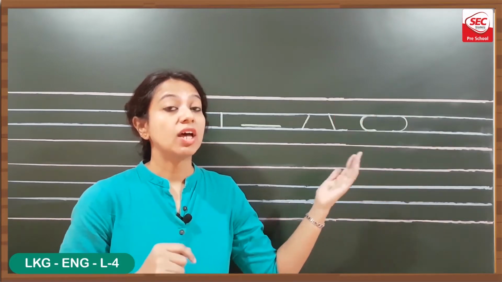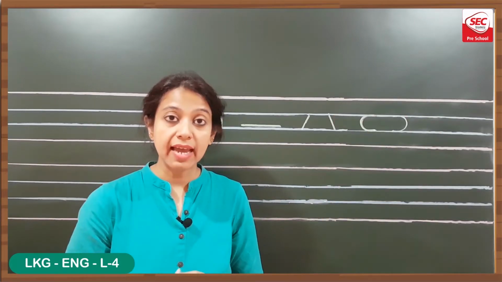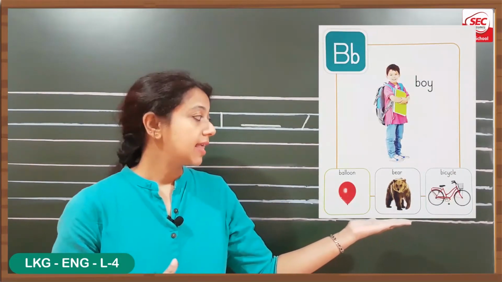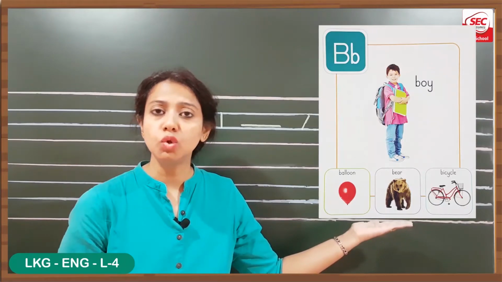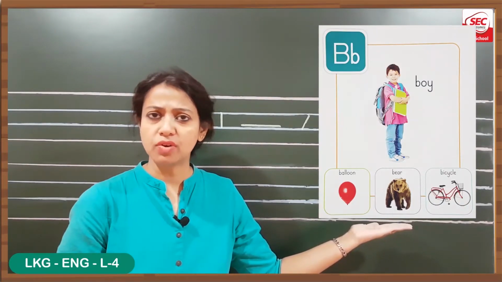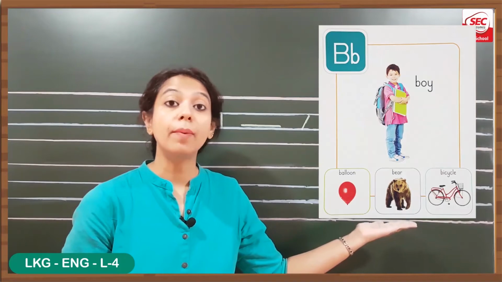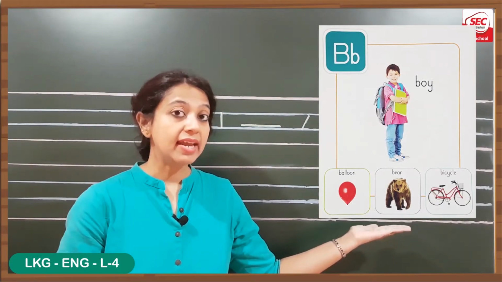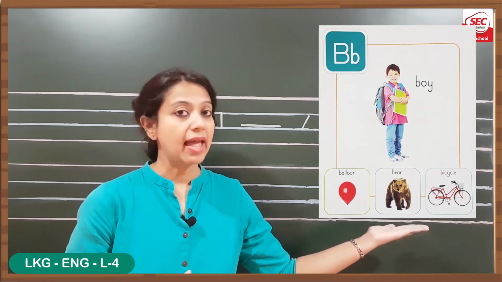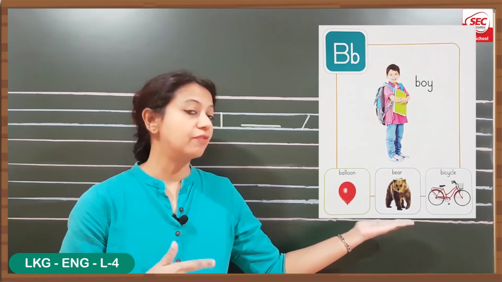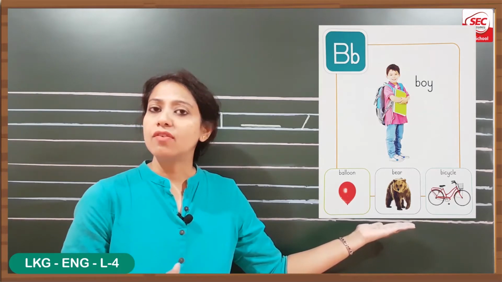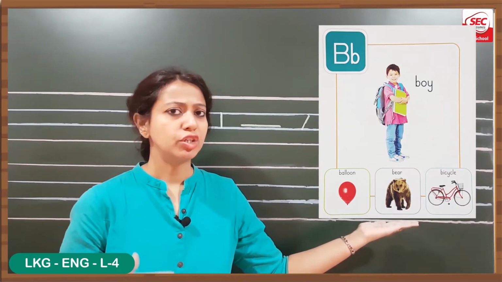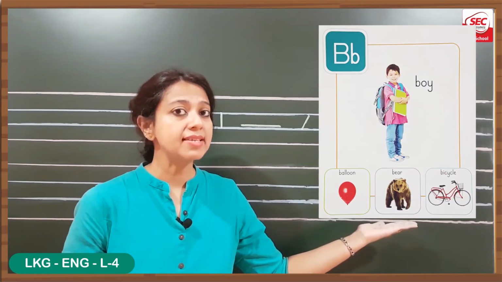Now tell me, which are the objects that start with letter B? B for boy. Then what do we have? Balloon. All of you play with balloons, right? So we have B for balloon here. Then in the jungle, what do we see? We find B for bear, and then we have B for bicycle. Many of you must have a bicycle at home, and I'm sure you must enjoy riding your bicycle too.